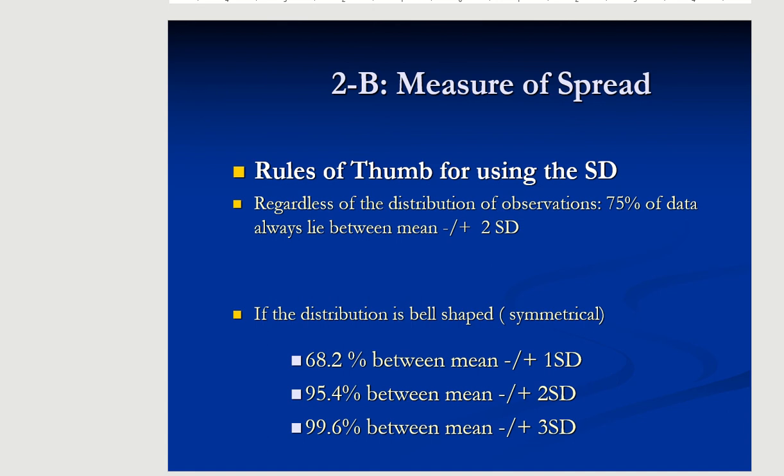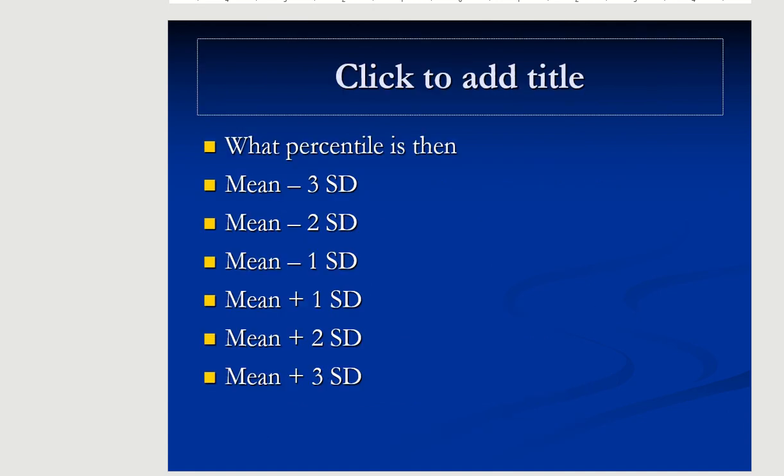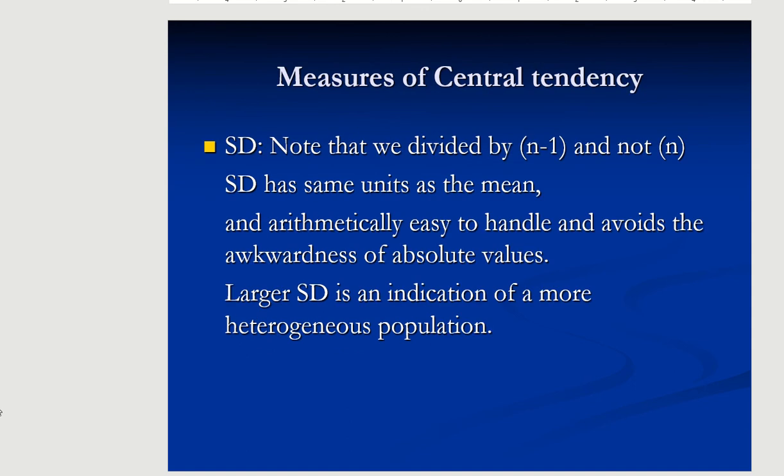All right. Now, this slide, I'm going to skip it here. Maybe we'll talk about it in class. It's not that important. Let's look at the central tendency. The standard deviation, why do we divide by n minus 1, not n? I already explained that.